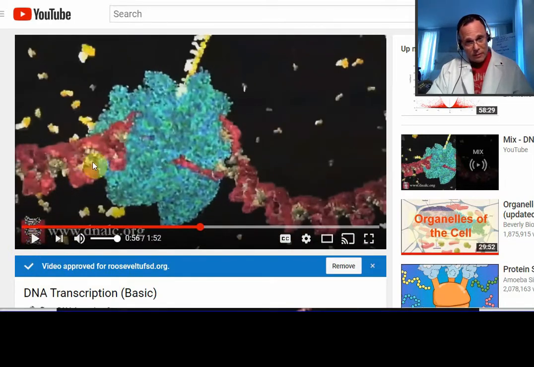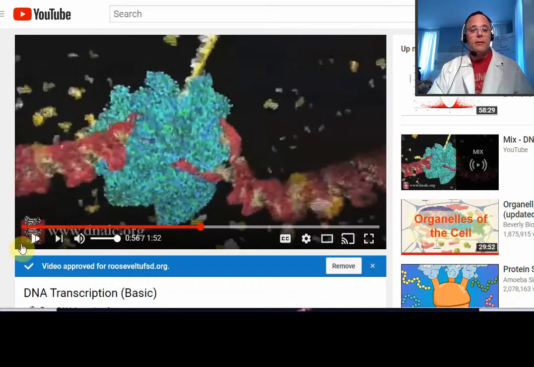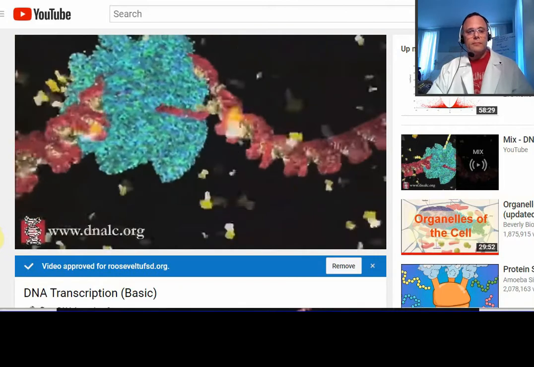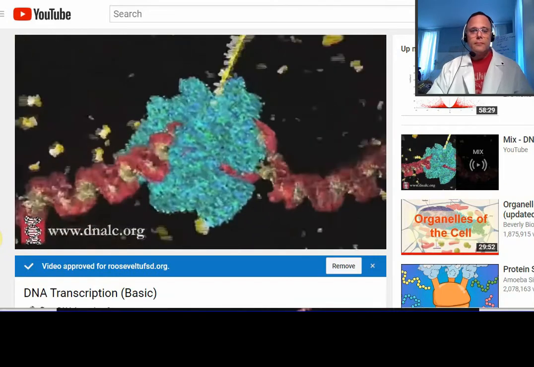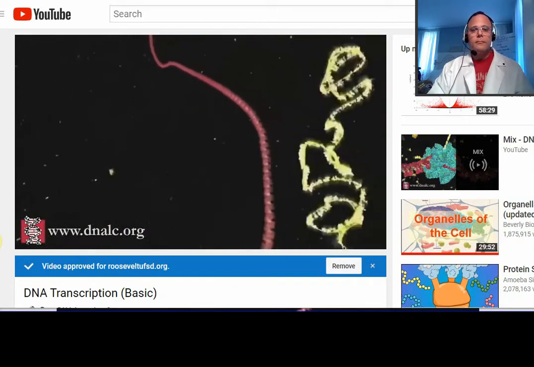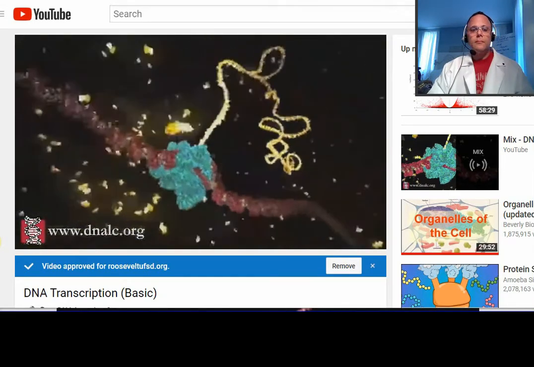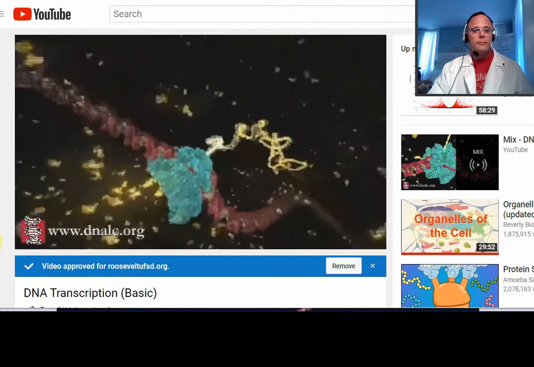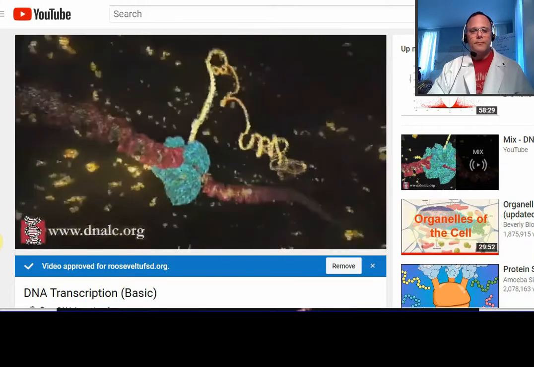Unzipping. You see, here's the DNA together, the two complementary strands, but over here they have been unzipped. They're re-zipping back together, but here they are unzipped. The yellow chain snaking out of the top is a copy of the genetic message, and it's made of a close chemical cousin of DNA called RNA.